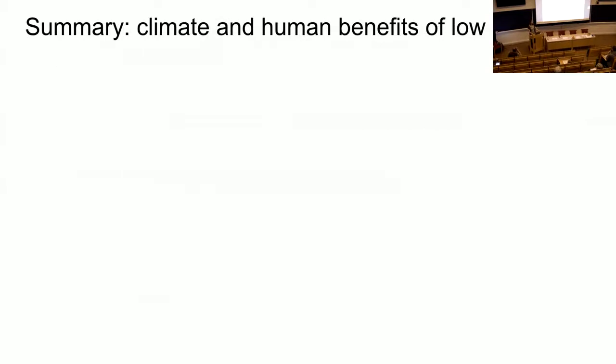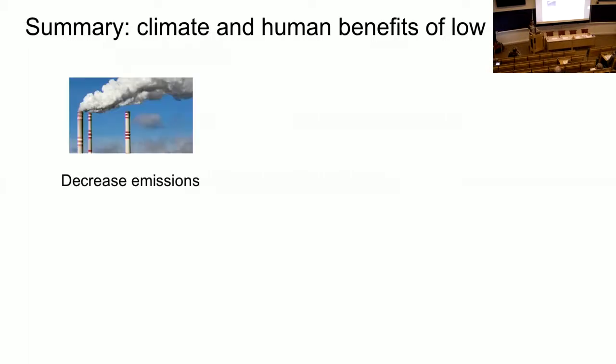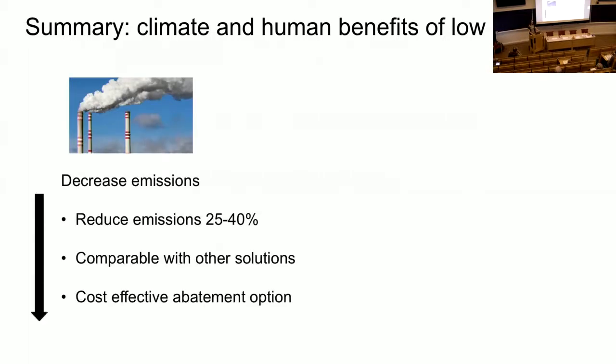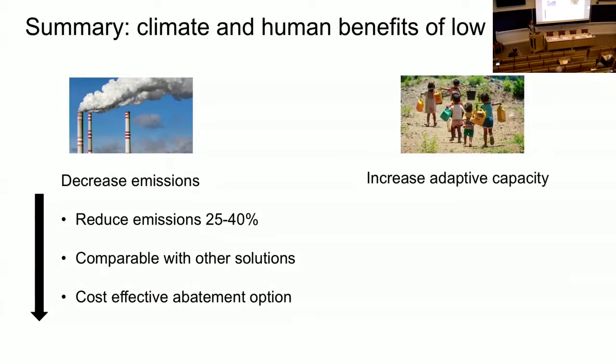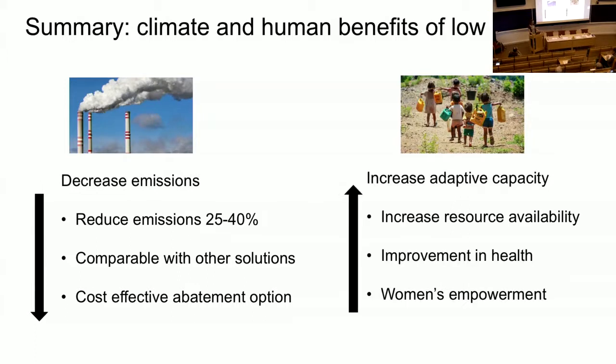So in summary, there are both climate and human benefits of taking that lower population path that I showed earlier. So climate benefits, right? Going to decrease emissions, which means that you're going to lessen the magnitude of climate change. So over the course of the century, emissions could be reduced 25 to 40%. That's comparable with other solutions, and it's a cost-effective abatement option, family planning is. Using family planning will also increase adaptive capacity, right? It will increase resource availability, improve health, and help women become more empowered in their societies.